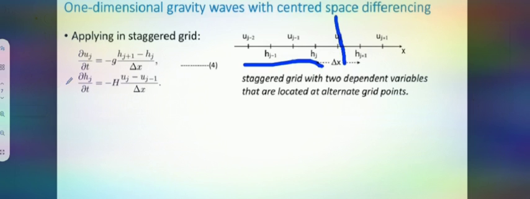Similarly, the second equation, you have to discretize with respect to Hj. So Hj is here. Clear? So with respect to Hj, and you have on the right hand side del U by del X. So Uj minus Uj minus 1. So this is very interesting. And look at, try to find the difference.